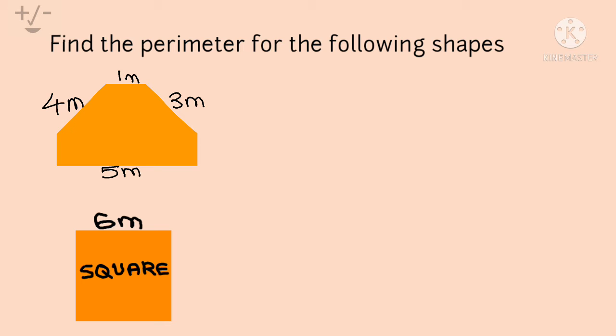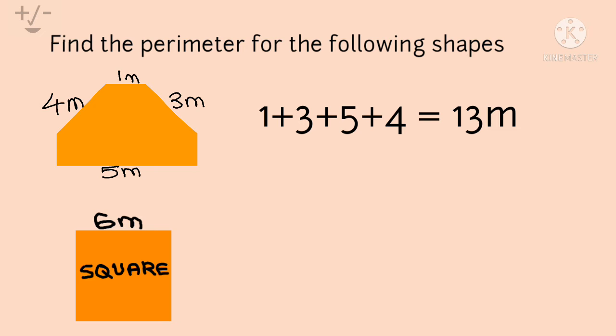For the first question here, we have an irregular trapezium. Again, all you have to do is add up all the sides. So you would do 1 meter plus 3 meters plus 5 meters plus 4 meters, which gives you a total of 13 meters. For the second question, we have a square.